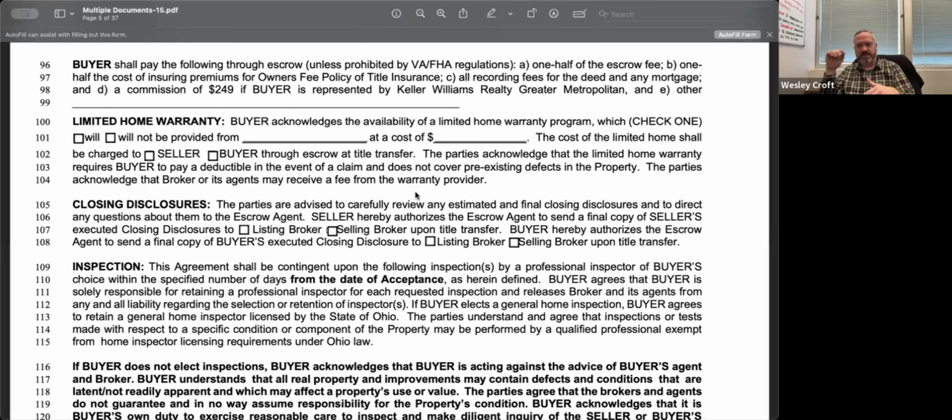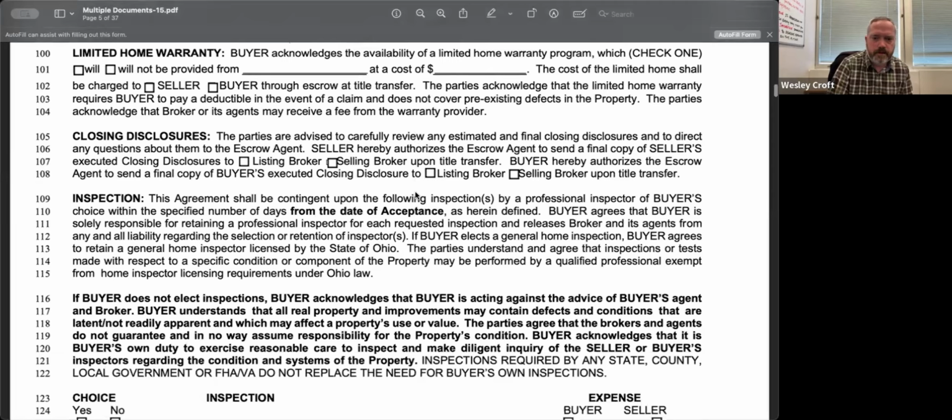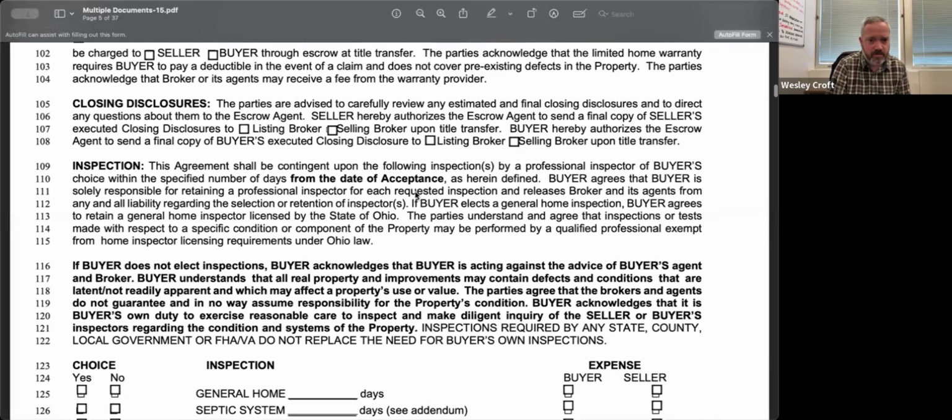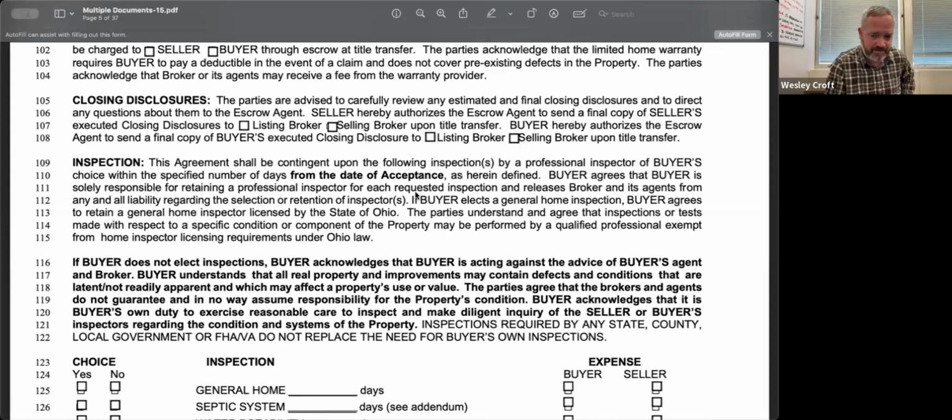So we'll go over this in a second, but there's an APHW document that spells out all the different fees. And so you just go and check boxes and you just add up everything that you checked on the bottom. There's going to be a total. You just put that total there. Now, the cost of the limited home warranty shall be charged to, and then here's where you're going to check the box. It's either going to be the seller or the buyer. Also, line 102, the parties acknowledge that the limited home warranty requires buyer to pay a deductible in the event of a claim and does not cover pre-existing defects in the property.